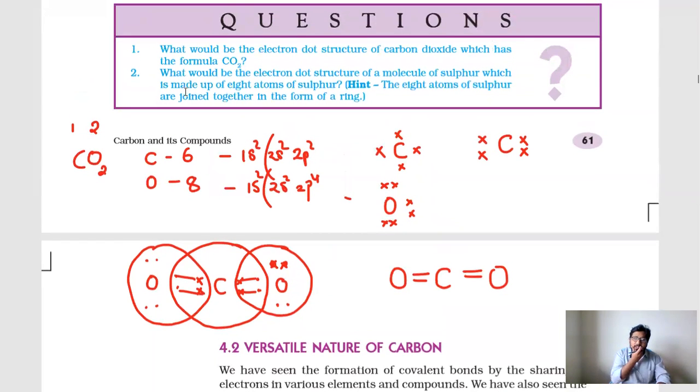Next, the second question, what they have asked. What would be the electron dot structure of a molecule of sulfur which is made up of 8 atoms? Means you have to draw for S8. They gave one hint also. The 8 atoms of sulfur are joined together in the form of a ring. You know a ring, which is in circular shape.